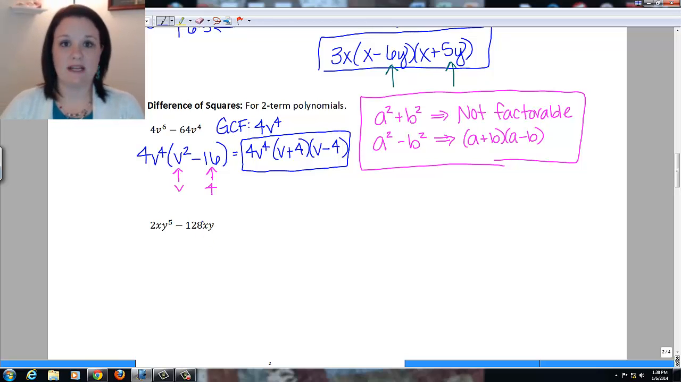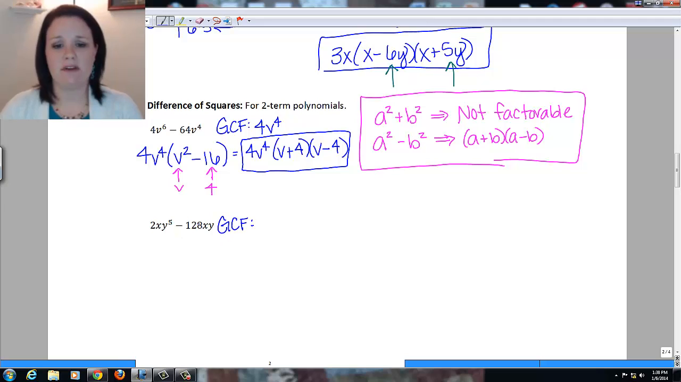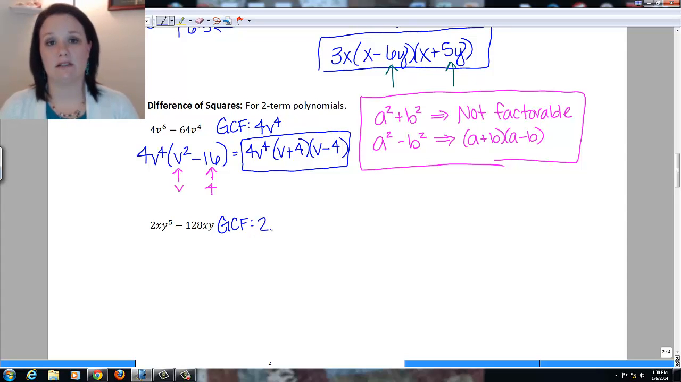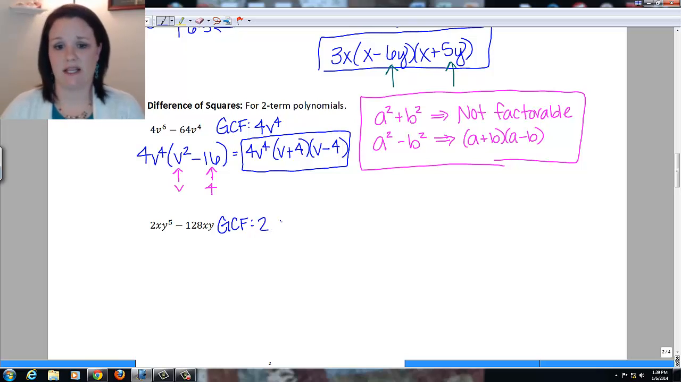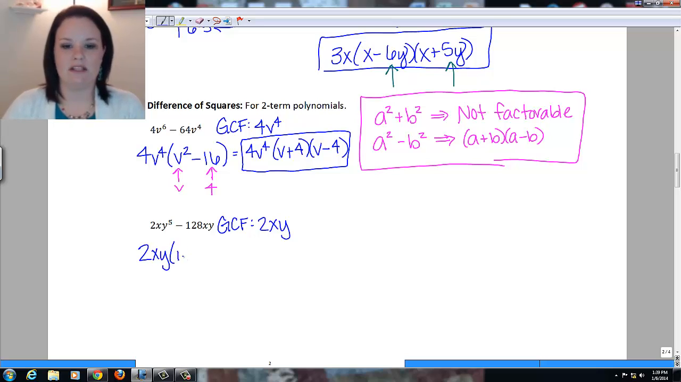On this next one, again, I look for a greatest common factor first. My greatest common factor here, they're both divisible by 2. They both have x's and y's. The maximum number of x's I can take out of both terms is just x to the first power, and the same thing with a y. So I'm going to go ahead and take out my 2xy. When I take that out, that will leave me y to the 4th minus, now 128 divided by 2 is 64, and then I took the xy off, so I'm left with this.